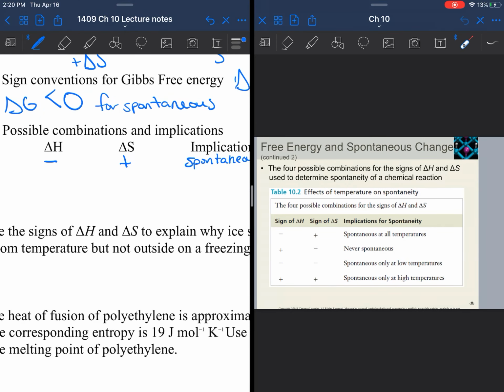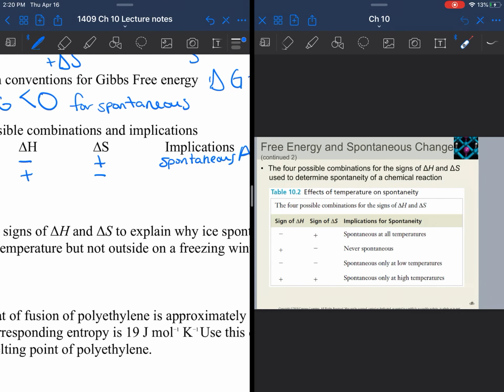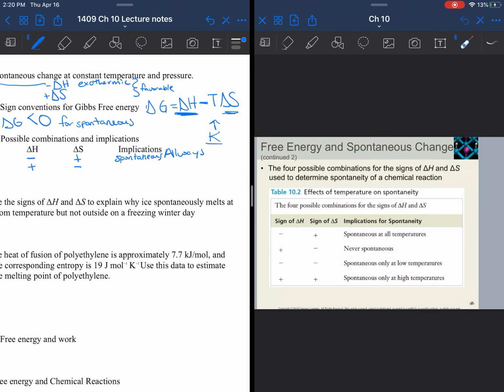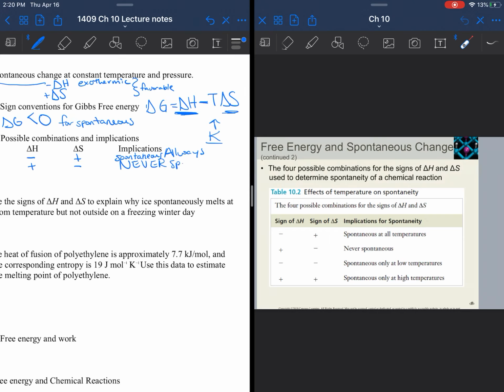On the flip side, if you have an endothermic reaction that is decreasing in randomness, decreasing in entropy, this is never going to be spontaneous. No matter what the temperature, no matter what. That is a process that is going to always need constant intervention to go forward.